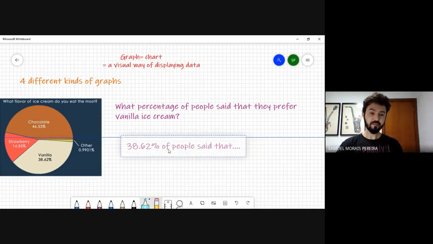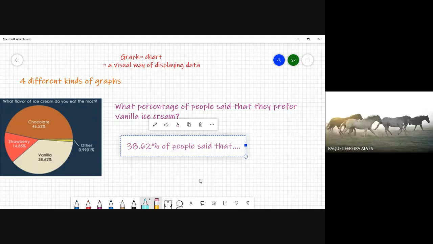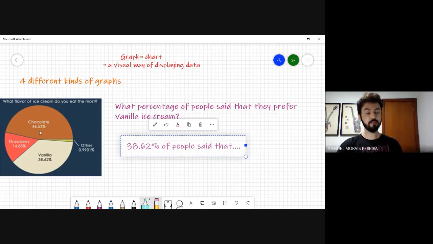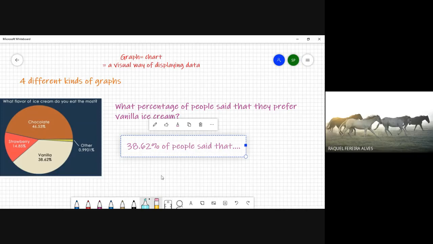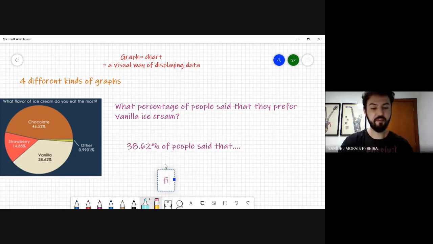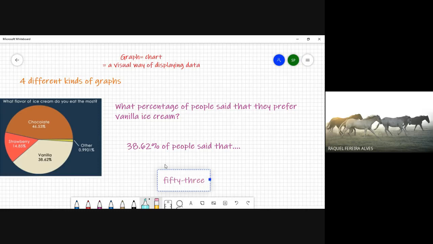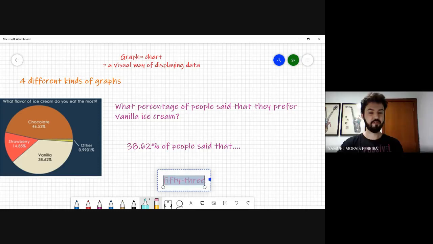And then Rachel, vamos lá. Rachel, what percentage of people said that they prefer chocolate ice cream? 46.53%. Could you repeat that, please? Okay. 46.53%. 53%, ok? Can you see, guys?